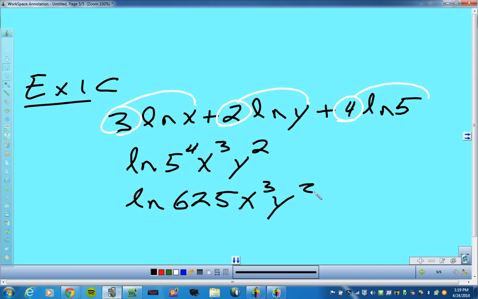So these directions will say write this as a single natural log. Okay, that's when you know you're only going to have one of these at the end. Okay. Wait 1 second. Okay. Next we're going to solve. Example 2 is going to be solving natural logarithmic equations. Good?